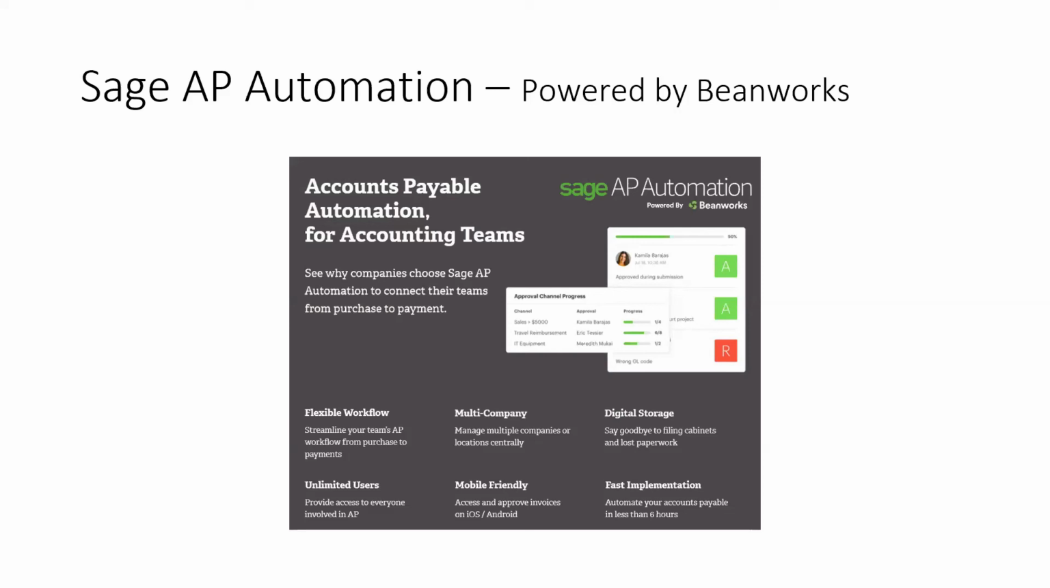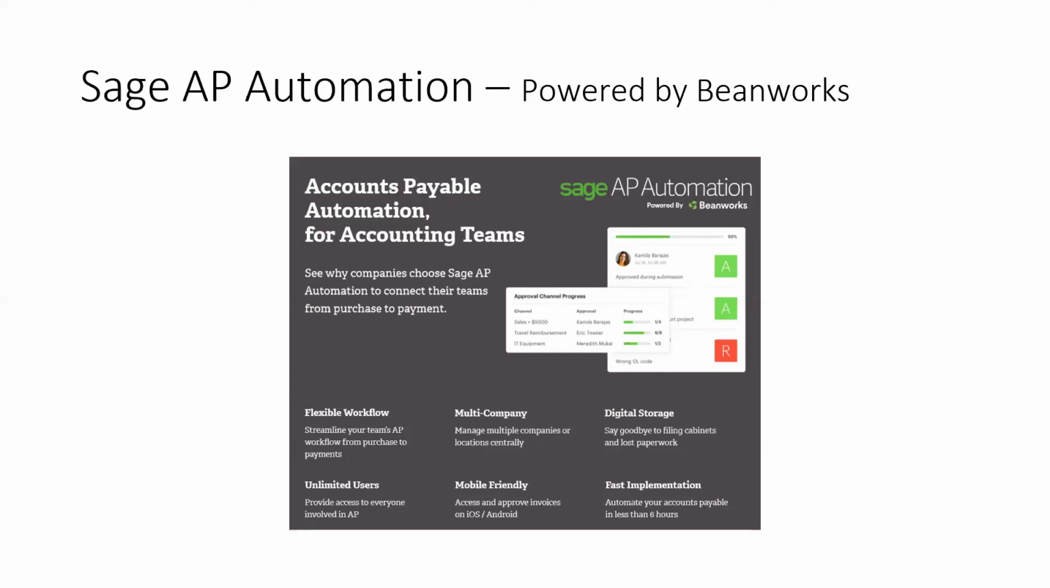Absolutely, happy to talk about this. As Pam said, we have seen a big uptick in interest in AP automation products, especially since we've all been going to remote workers and trying to streamline the AP processes. So AP Automation by Beamworks is a cloud-based platform that integrates to Sage 100.